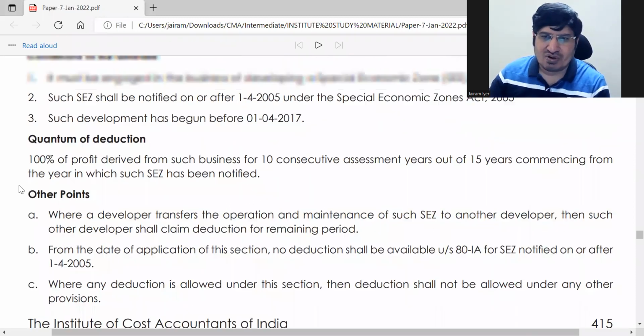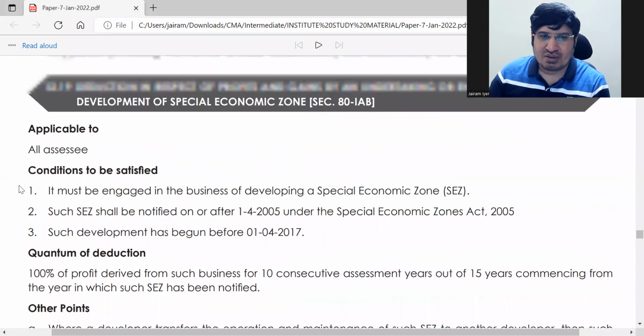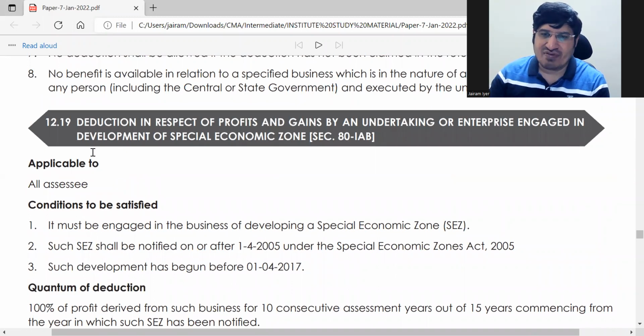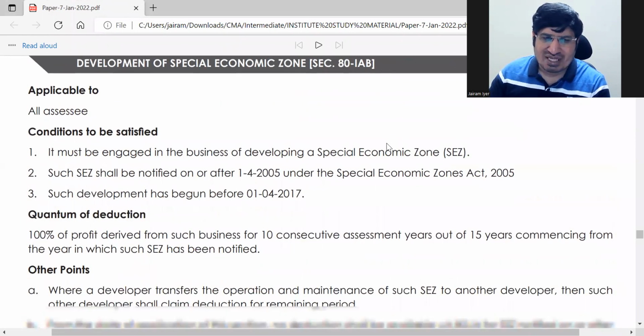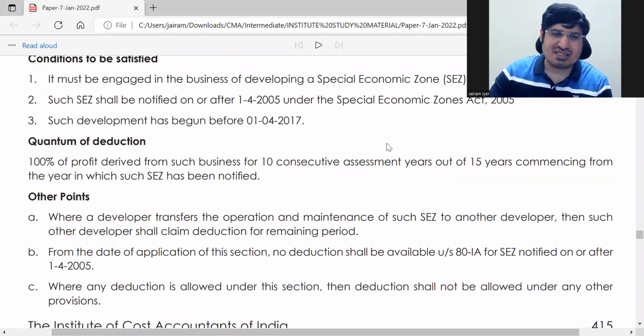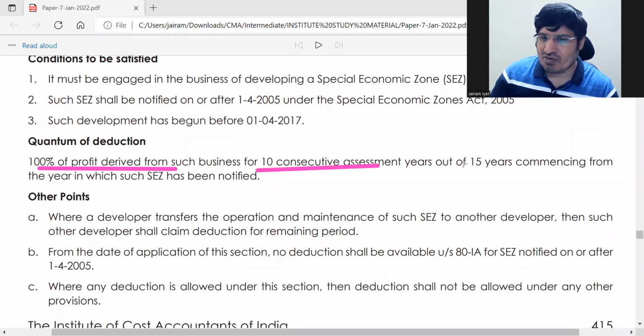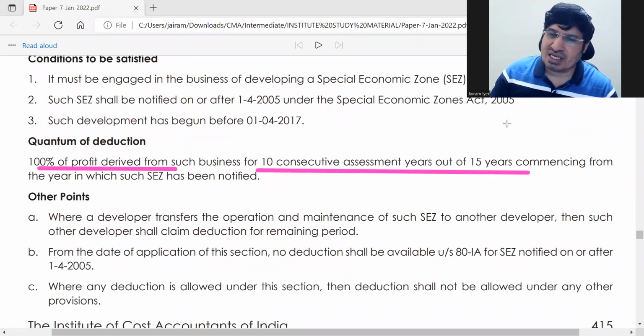So what should you do basically? You don't worry about whatever deduction is there for SEZ, whether it is under 80IA or under 80IAB. You just go by the conditions. Conditions are the same in both. Here the main condition is your quantum of deduction: 100% of profit in 10 out of 15 years, which is the same here and there.